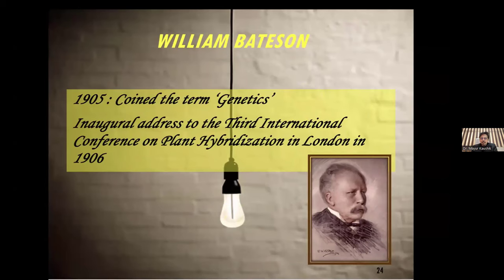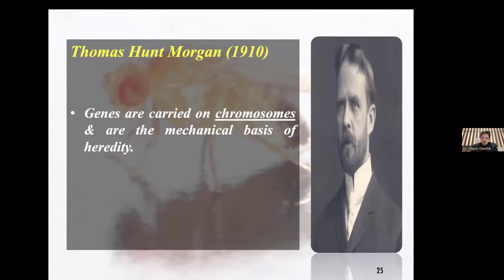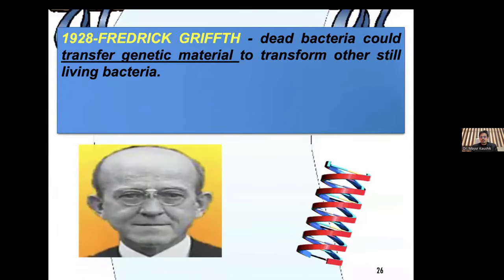William Bateson was the one actually who gave the term genetics much later. So Mendel didn't give the term, it was given by William Bateson, and that too in a plant hybridization conference in London in 1906. Later on, Thomas Hunt Morgan was the one who told what carries these genes, that is chromosomes, and what can go wrong with the gene, that is mutation. That was given by Thomas Hunt Morgan. So what is this mutation? That also I'll be covering.